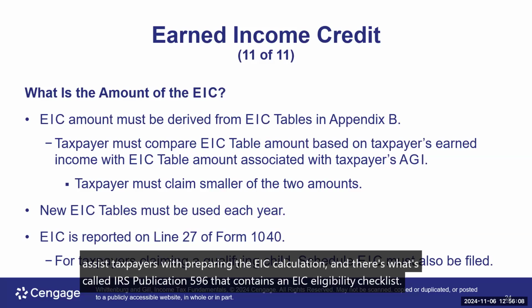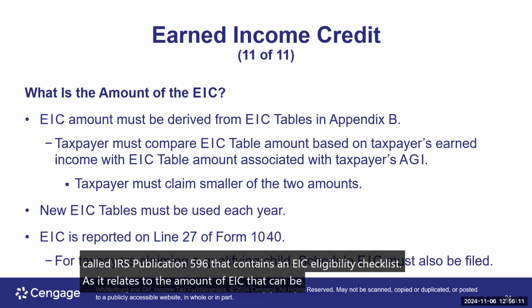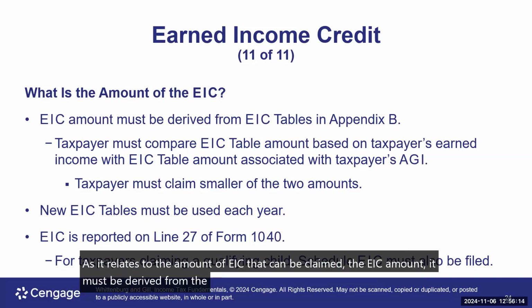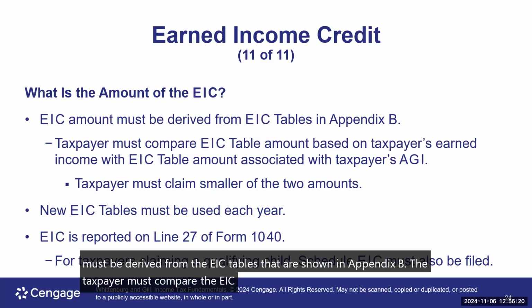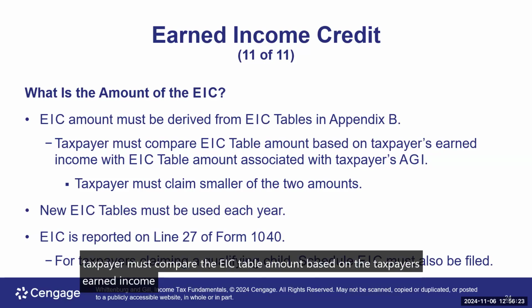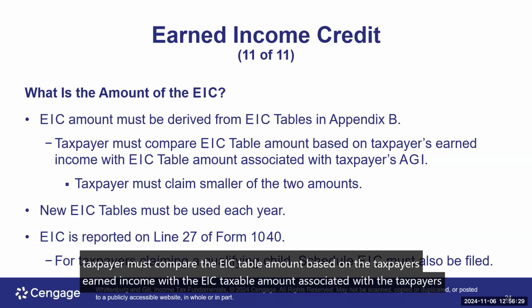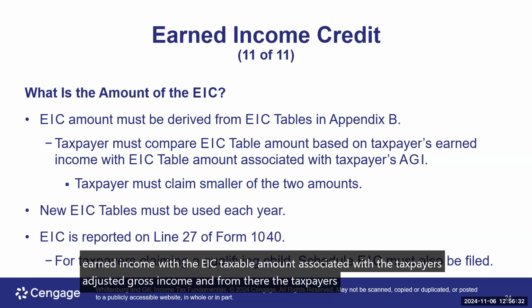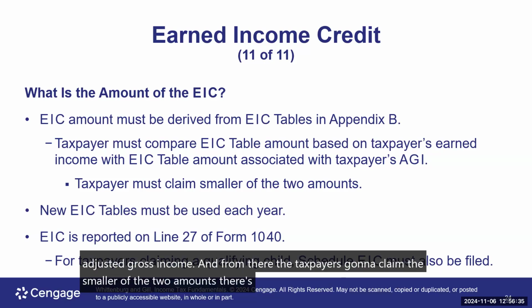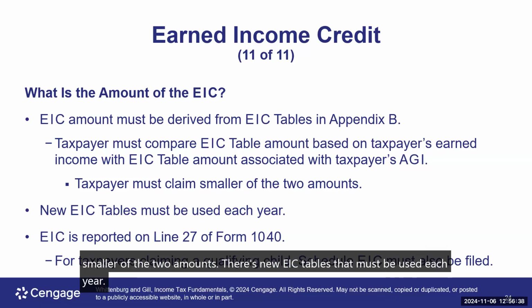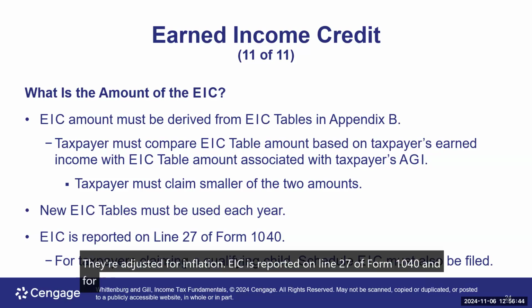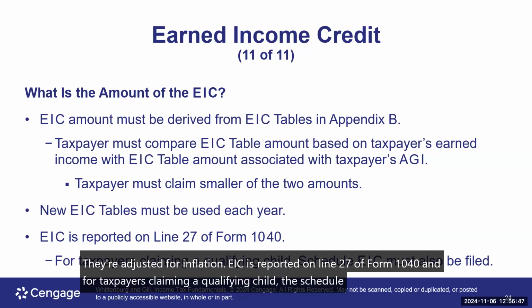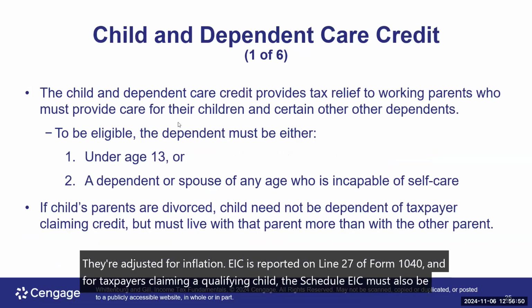As it relates to the amount of EIC that can be claimed, the EIC amount must be derived from the EIC tables that are shown in Appendix B. The taxpayer must compare the EIC table amount based on the taxpayer's earned income with the EIC table amount associated with the taxpayer's adjusted gross income. And from there, the taxpayer is going to claim the smaller of the 2 amounts. There are new EIC tables that must be used each year. They're adjusted for inflation. EIC is reported on line 27 of Form 1040. And for taxpayers claiming a qualifying child, the Schedule EIC must also be used.